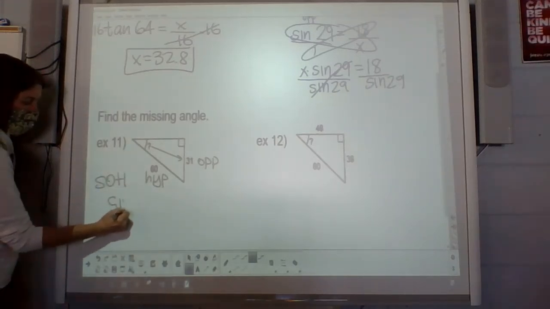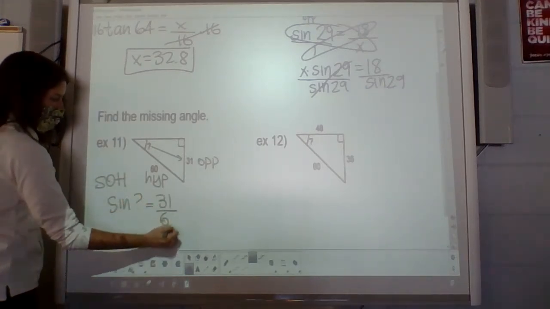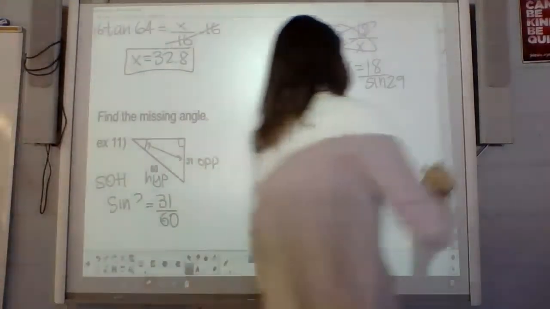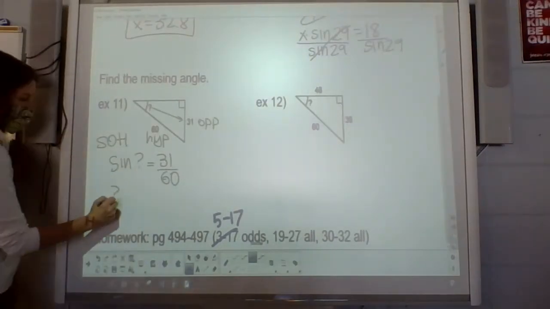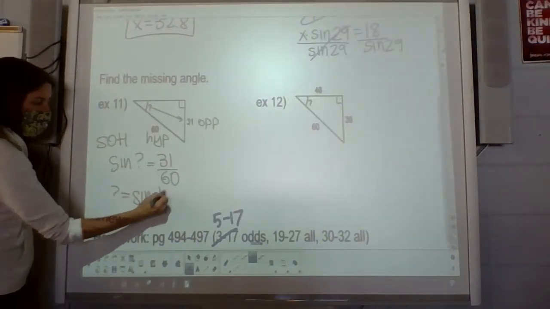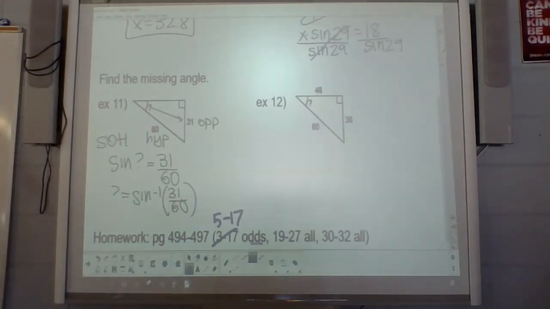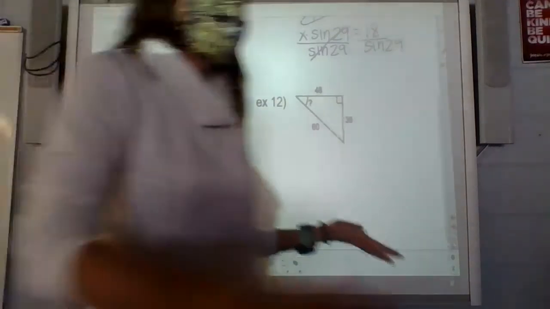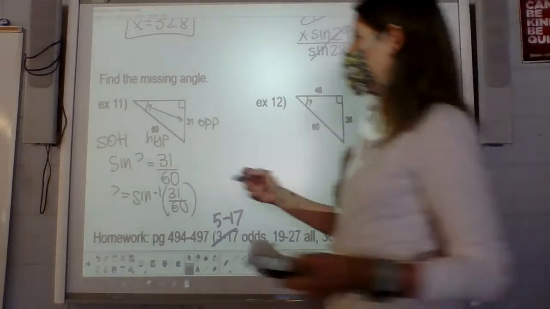So I'm just going to use sine. But I don't know the angle this time. So sine of question mark equals O over H. So I have question mark equals the inverse sine of 31 over 60. So how I solve for that angle is I do the inverse sine of that proportion or that ratio. And I believe it's like a 31-degree angle. Yeah, it's like 31.1 degrees.